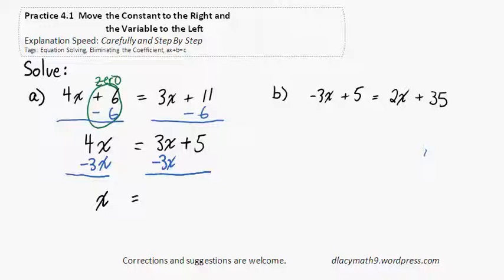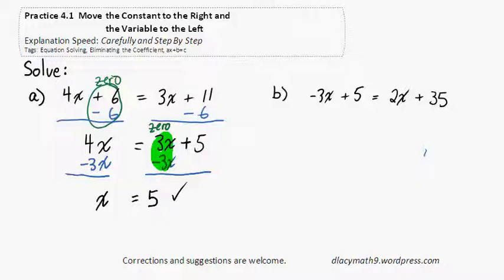On the right, this is now a 0, and so it is something I can simply ignore because 0 plus 5 is just 5. The answer is x is equal to 5.